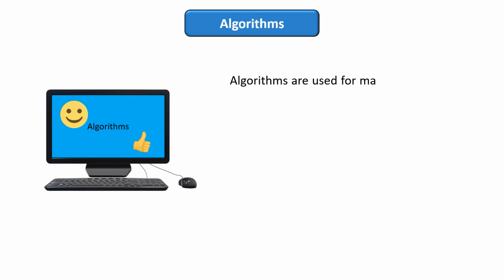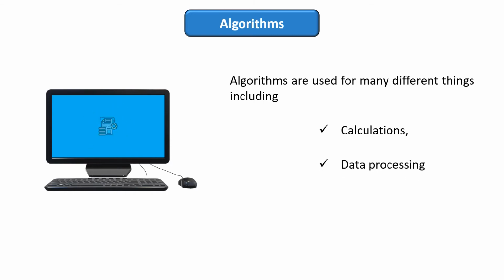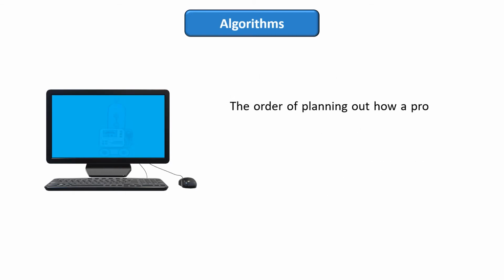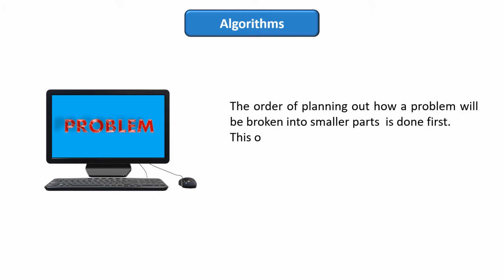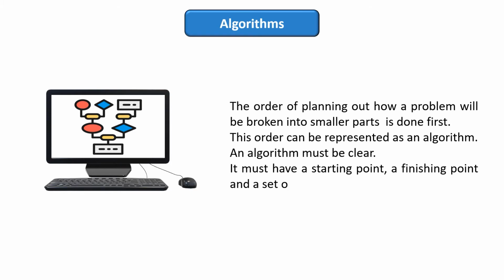Algorithms are used for many different things, including calculations, data processing, and automation. The order of planning out how a problem will be broken into smaller parts is done first. This order can be represented as an algorithm. An algorithm must be clear. It must have a starting point, a finishing point, and a set of clear instructions in between.